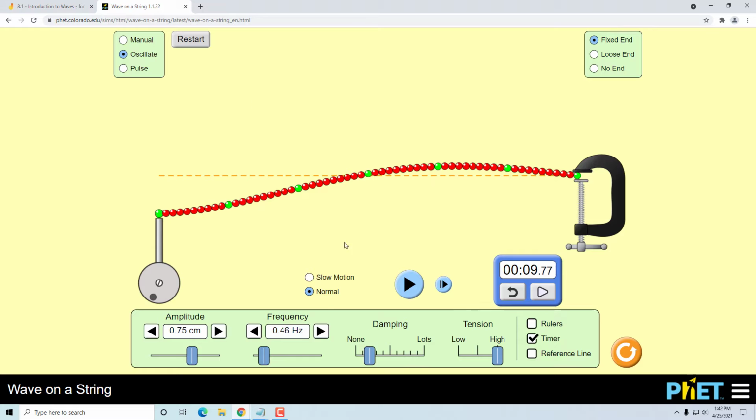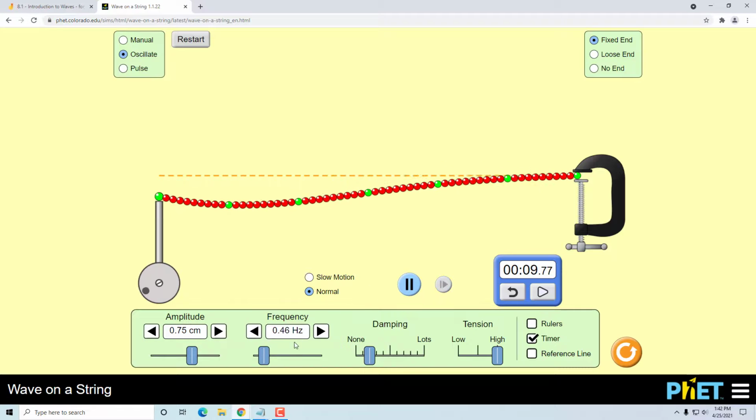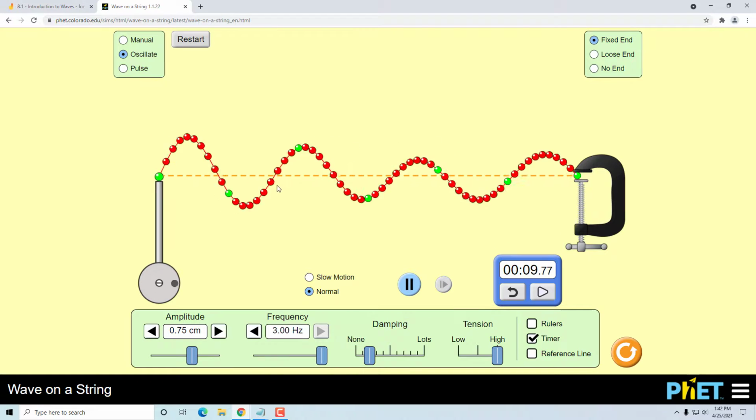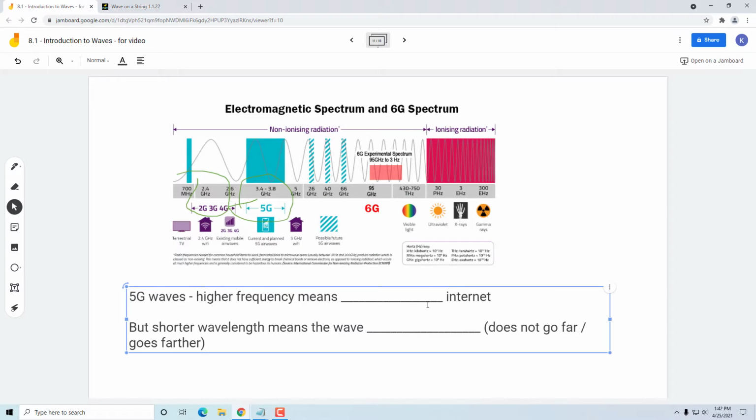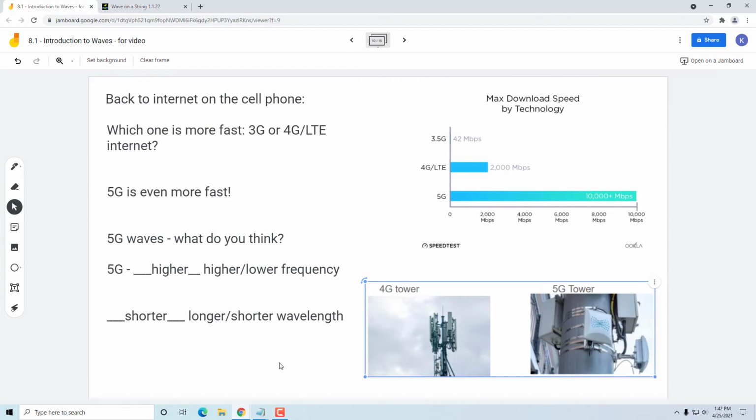Higher frequency, when we increase the frequency, that lets us transmit information faster. So higher frequency, faster internet. But it also means that the wave does not go as far. So we would need more cell towers. Okay. All right, that's it.